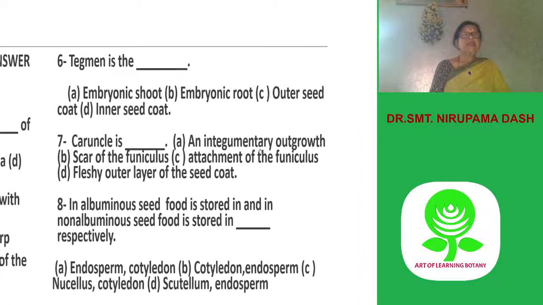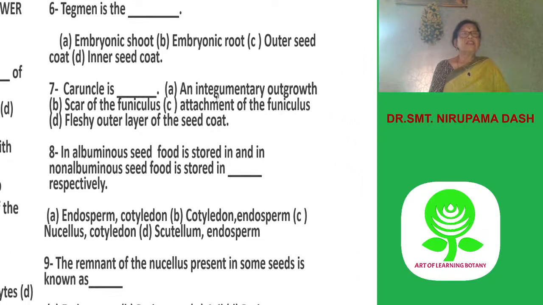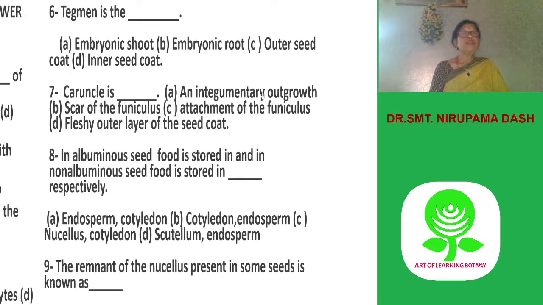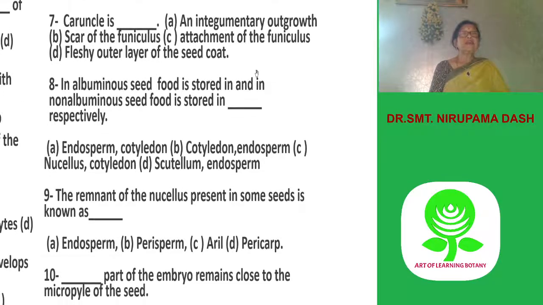Then tegmen is dash. The choices are embryonic shoot, embryonic root, outer seed coat, and inner seed coat. The correct answer is inner seed coat, that is D. Then seventh question, caruncle is dash: an integumentary outgrowth, scar of the funiculus, attachment of the funiculus, fleshy outer layer of the seed coat. The correct answer is A, that is an integumentary outgrowth.